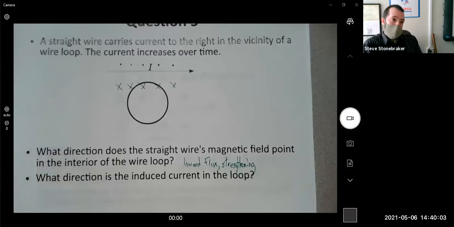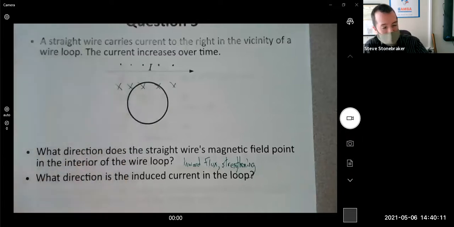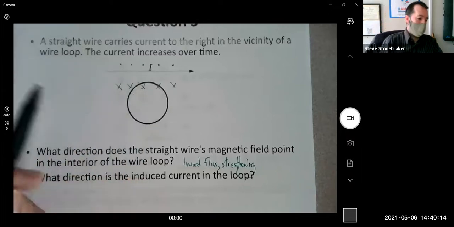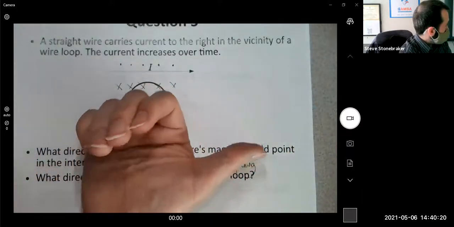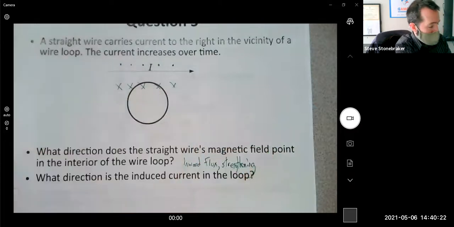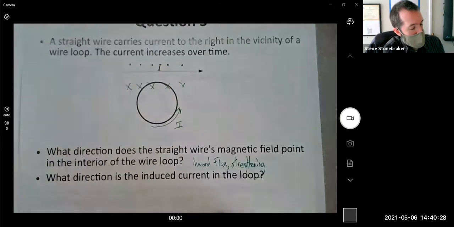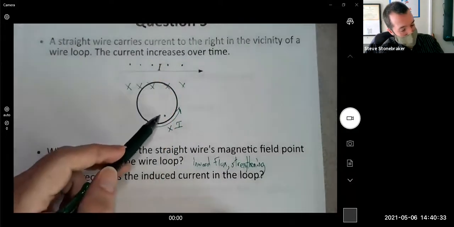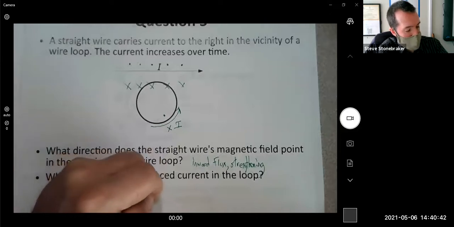So in order to fight against that strengthening flux, I have to make the opposite kind of field. So I want to make dots inside the loop or outward field. And to make dots, it's going to have to be on the bottom of the circle. It's going to have to be going to the right. So the current has to go counterclockwise. That will make dots on the inside of the loop, which will fight against the strengthening inward flux from the straight wire. Counterclockwise.